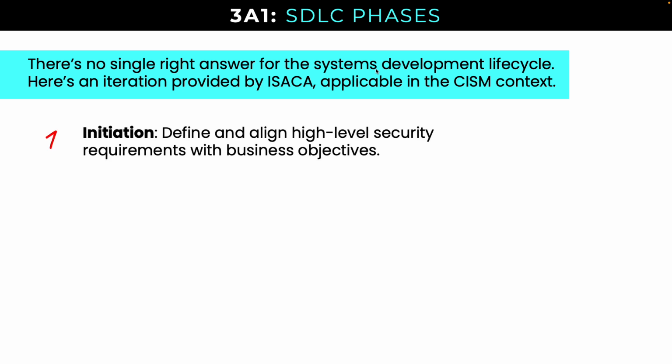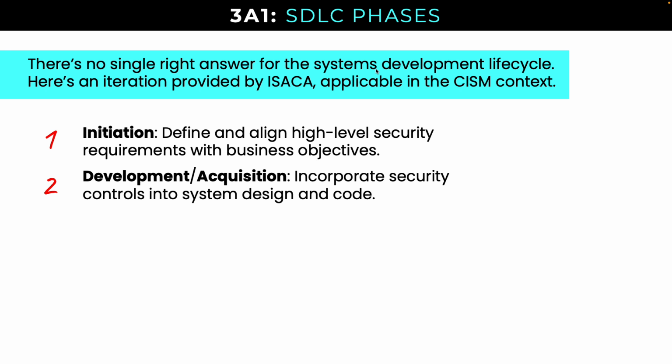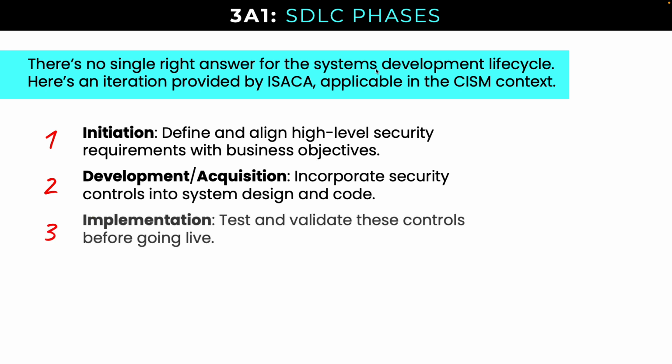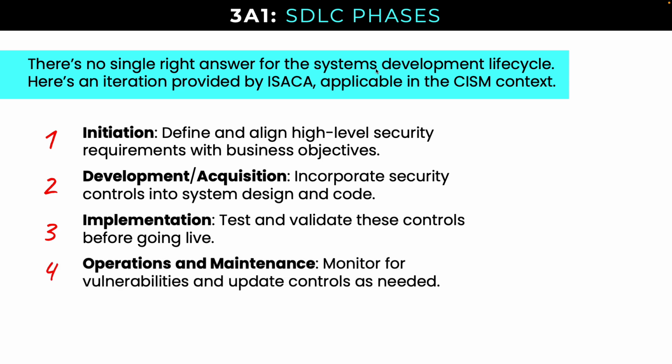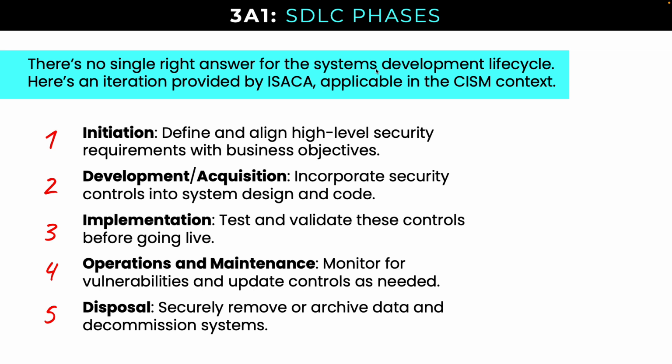So it begins with initiation, where we define and align high-level security requirements with business objectives. Then development and acquisition, where we incorporate security controls into system design and code. Implementation, where we test and validate these controls before going live in production. Then operations and maintenance, where we monitor for vulnerabilities and we update controls as needed. Then finally, disposal, where we securely remove or archive data and decommission systems. So it doesn't end here.